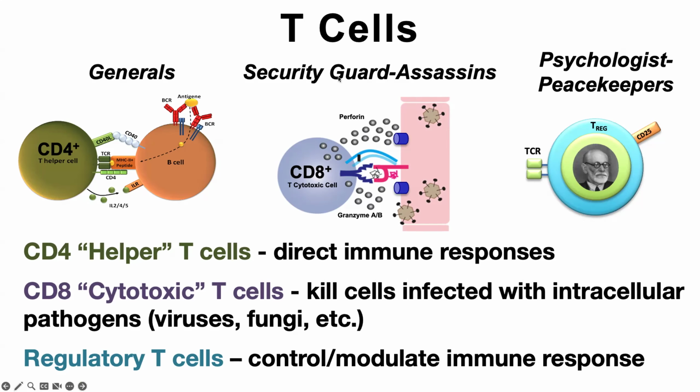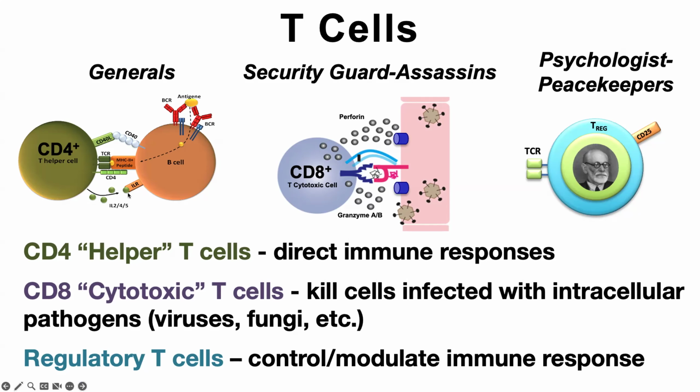Okay, so these are the security guard assassin T cells. And then we have one more class, which are the psychologist peacekeeper T cells. These are the regulatory T cells, and their job is to basically go around the immune system and say, "Hey, we had that virus infection last week. You did a great job fighting that off, but hey, settle down, take it easy, don't get so riled up." Because if we allow the cells in our body to stay riled up for too long, then you risk bridging over into having too much activation and risking autoimmunity.